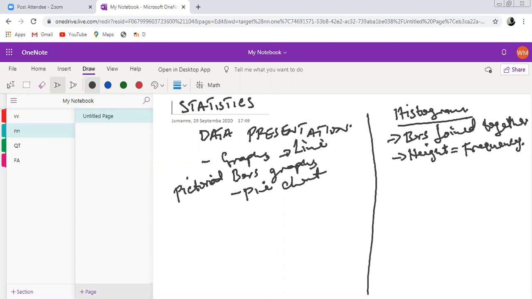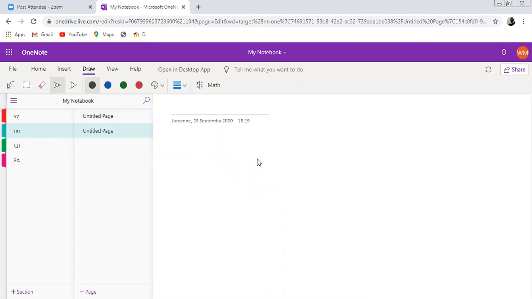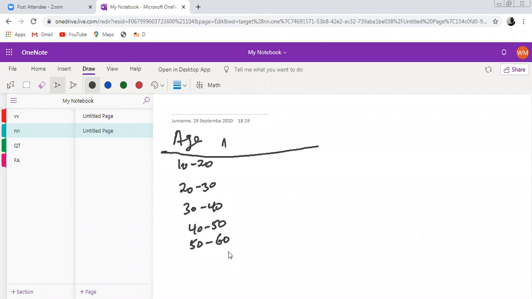Allow me to open a new page to demonstrate the histogram. You can be given information like this. We have the age, maybe it is 10 to 20, 20 to 30, 30 to 40, 40 to 50, and maybe 50 to 60. This is the age of people who participate in a morning race, those who go out to practice on a particular day. So in a particular week, the information was recorded as follows. Those between the ages of 10 and 20 were 5.